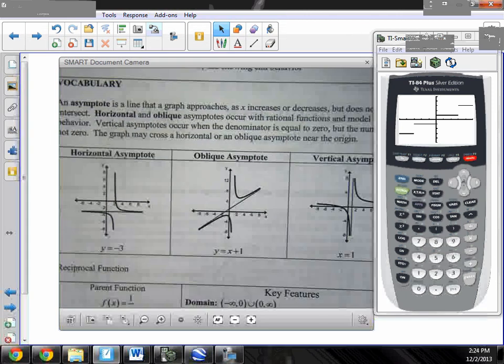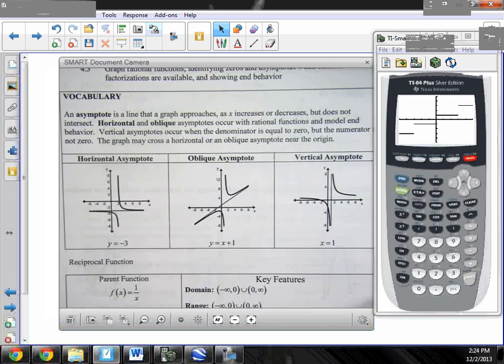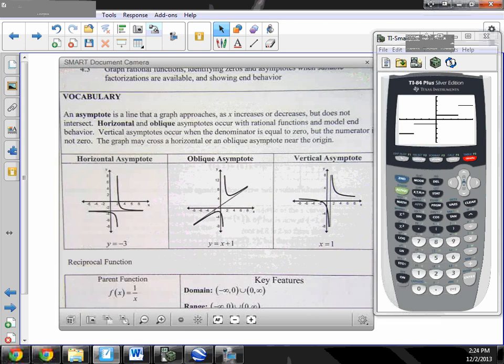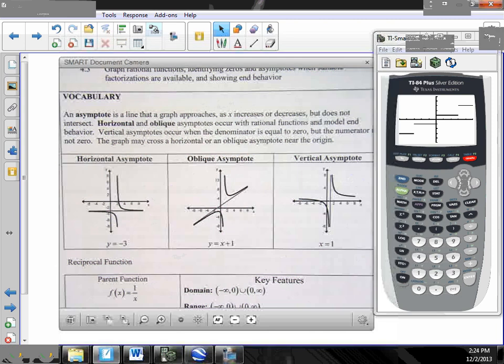And this is an explanation of all the types of asymptotes. So an asymptote is a line that a graph approaches as x increases or decreases but does not intersect. Horizontal and oblique asymptotes occur with rational functions and model end behavior. So the first one, you see the line y equals -3 is a horizontal asymptote.